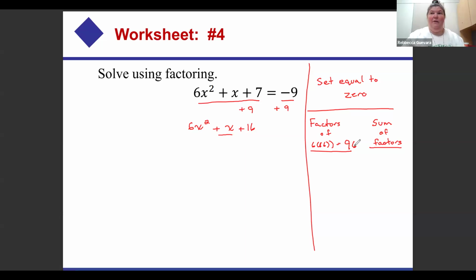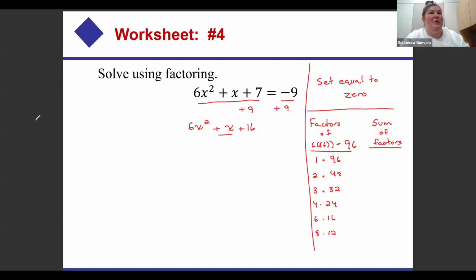Okay. So what we need to do is find the two factors that are going to give me that positive 1, if they happen to actually exist. All right, I paused that so I can write those all down for you. So this would be your list of factors for 96.